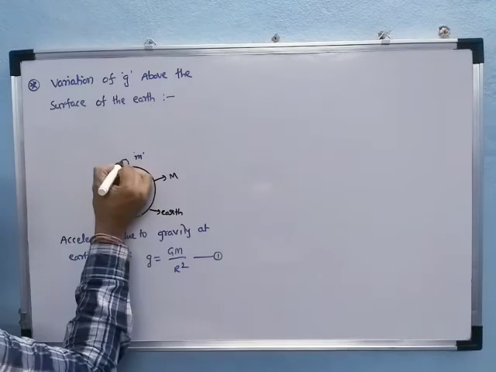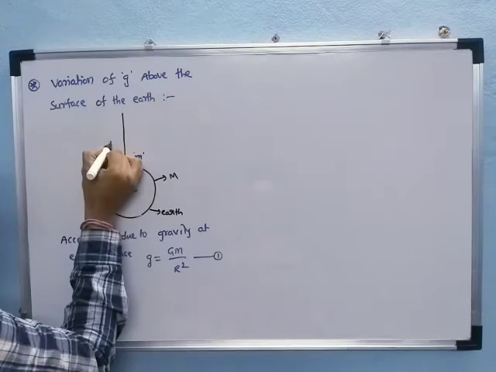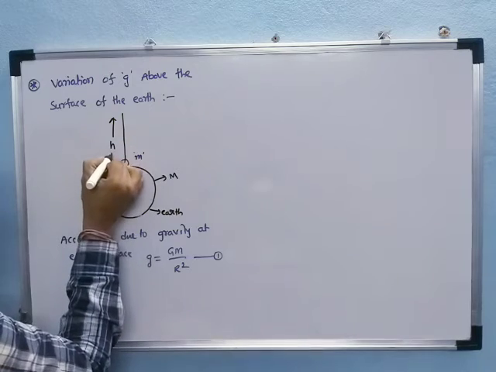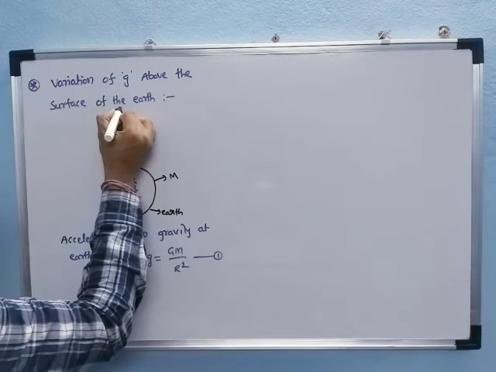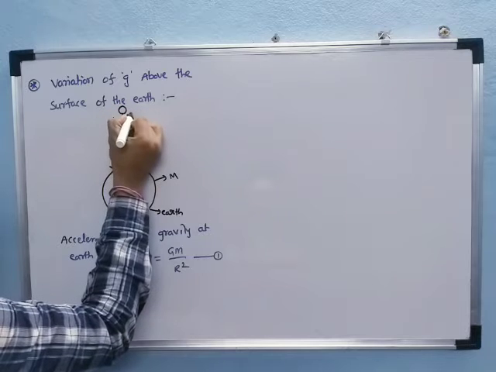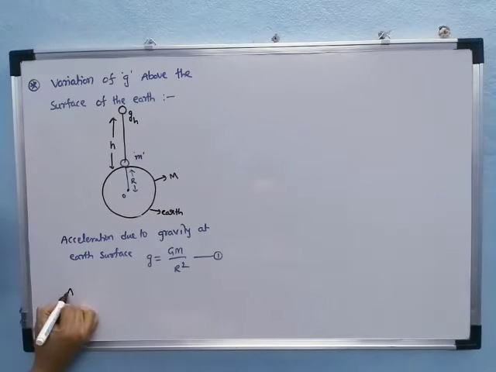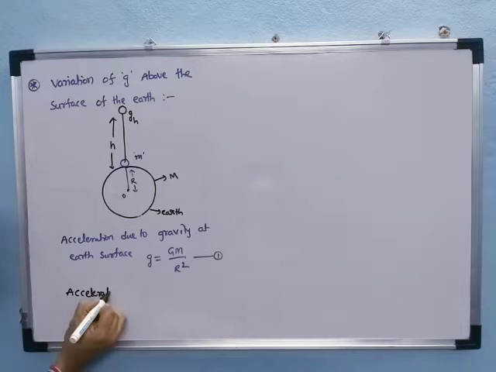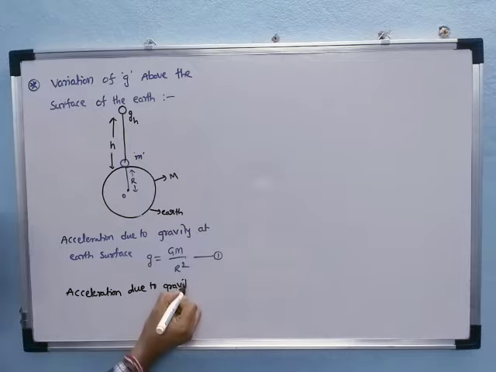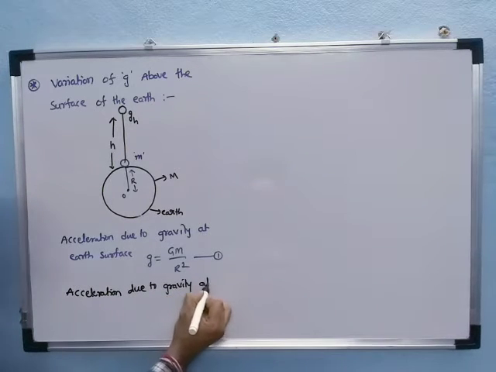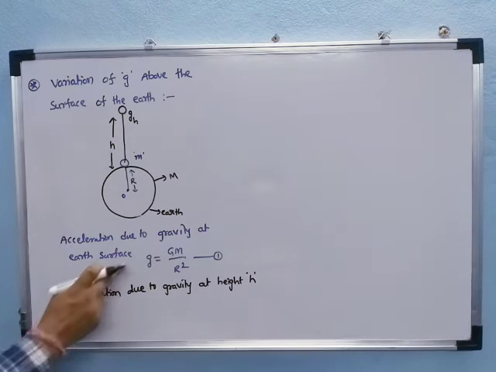Now this object is lifted vertically upwards through a height of h from the surface of the Earth, and is now at height h. Then find the acceleration due to gravity at height h. Now apply the same principle.